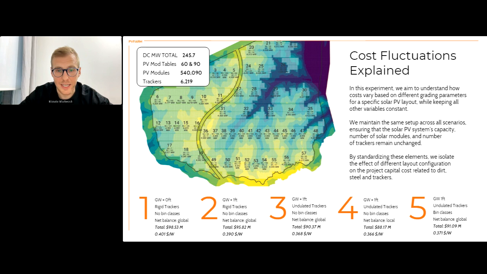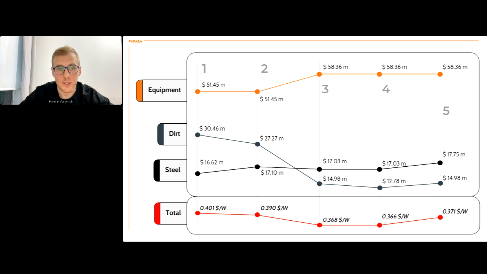Right, so let's go further and see what else we've done here. You can see again the same gradient window on option number 4, same terrain following trackers, no bin classes, but we run local net balance, right? Meaning that we separated the site into chunks and ran net balance optimization, gradient optimization, independently in those chunks. A little bit later on, Ben will explain in detail what it means. What actually changed here is that steel is the same. It's the same terrain following trackers, so the same cost.